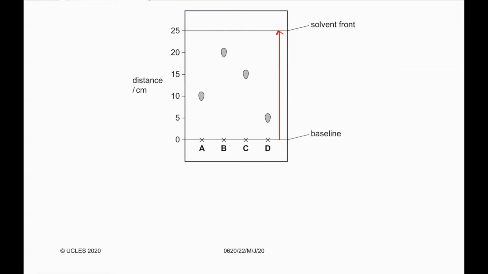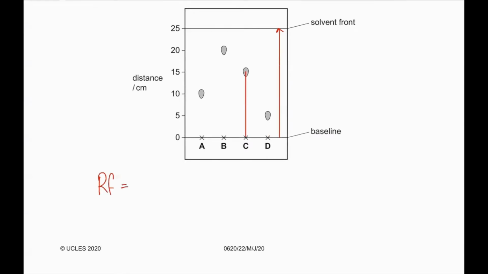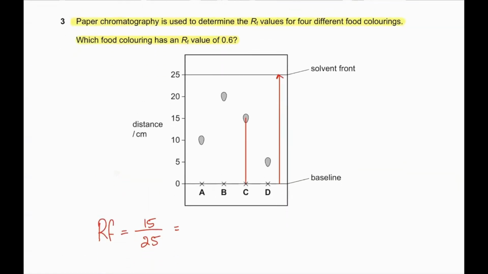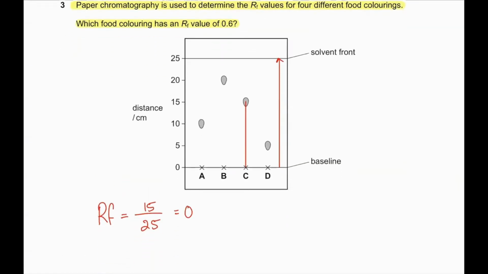And then we'll have to measure the distance from the baseline to the middle of the solute. So RF for C equals 15 divided by 25. We can see 15 divided by 25 is equal to 0.6. So C will be the correct answer.